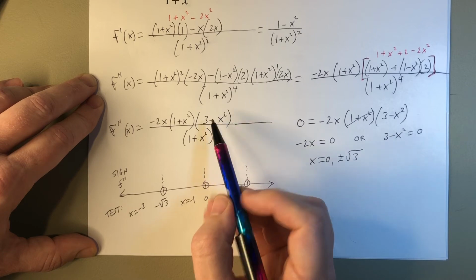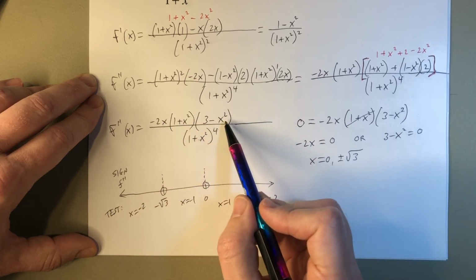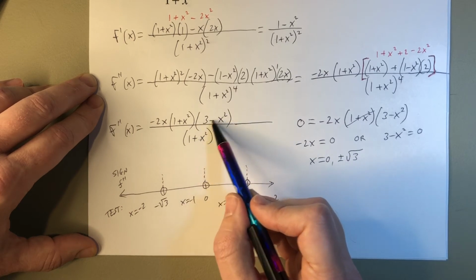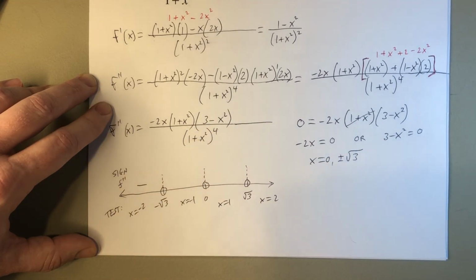If you plug in a negative 2 for this x, you get a negative, and if you plug in a negative 2 for this x, you get 4. 3 minus 4 is a negative. So you get a negative and a negative, which is a positive.